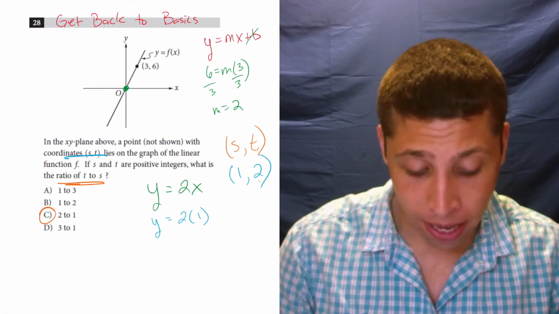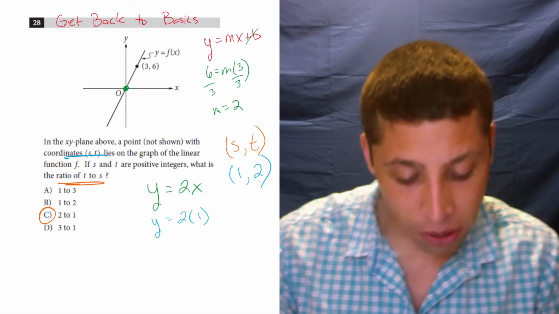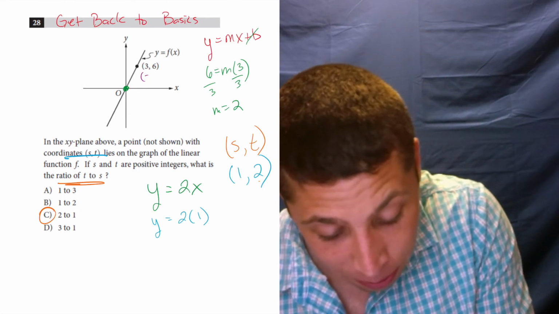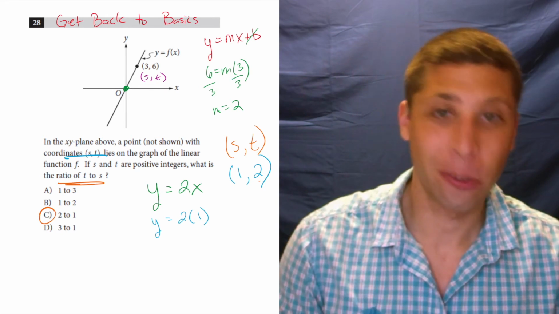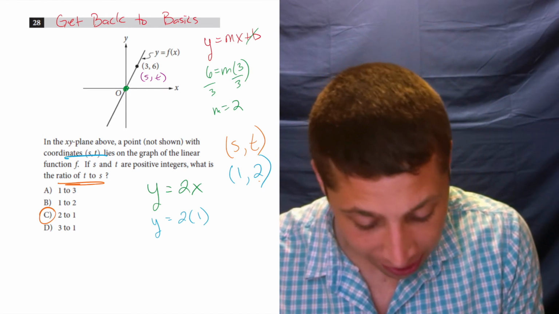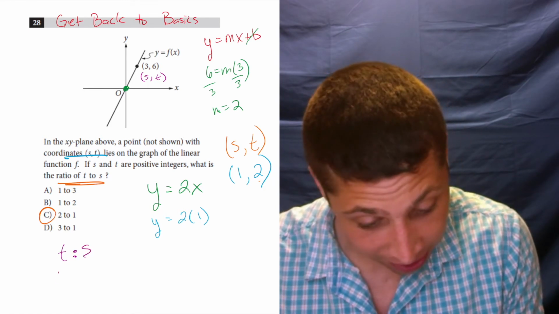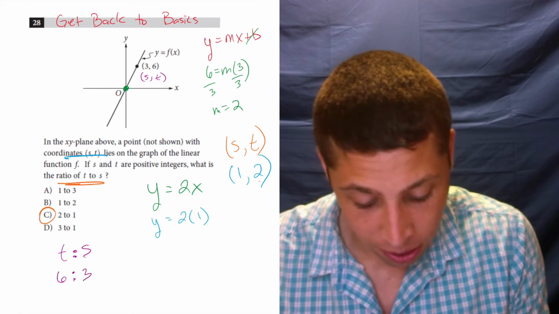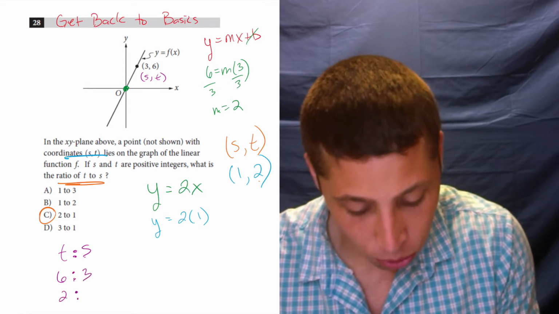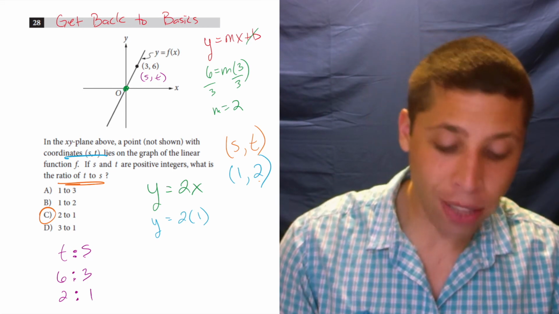That's really it. And here's the thing, we could have even taken a faster shortcut to this answer because there's nothing that says that s, t can't be the point that they gave us: 3, 6. So what's the ratio of t to s? That is 6 to 3, which simplifies to 2 to 1. That's the whole thing.